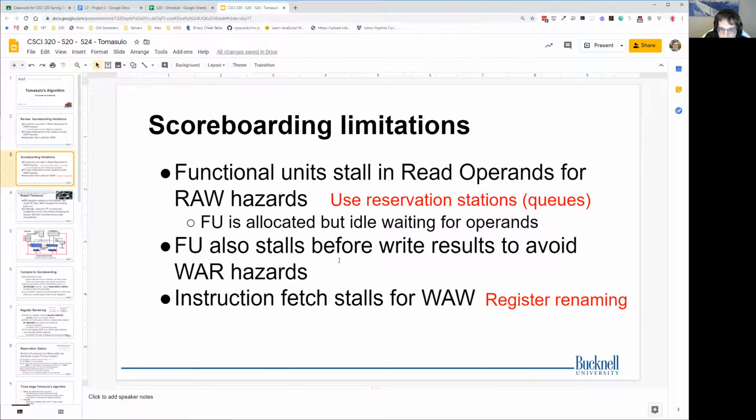Now, the functional units still stall before writes to avoid write after read hazards. And for the problem of instruction fetch stalling for write after write, we will rename registers. We will no longer call it, for example, X1 if we know we can't use X1, but instead we will name it something else, so that future instructions can already be distributed to reservation stations and we don't have stalls.